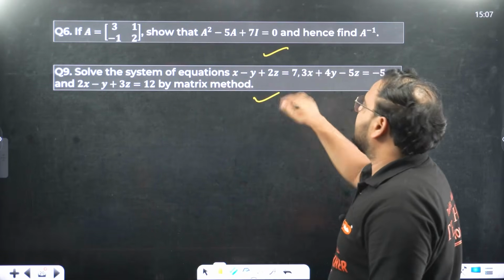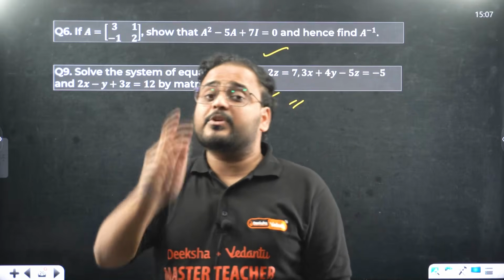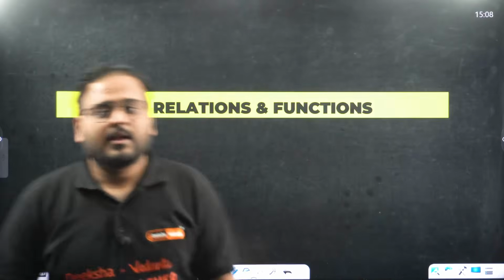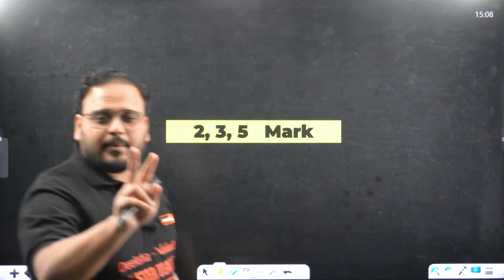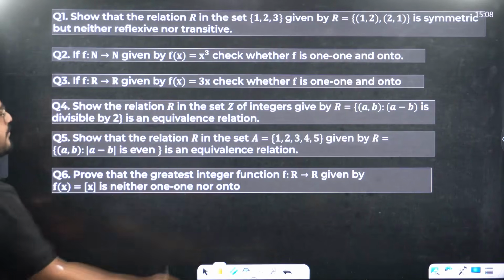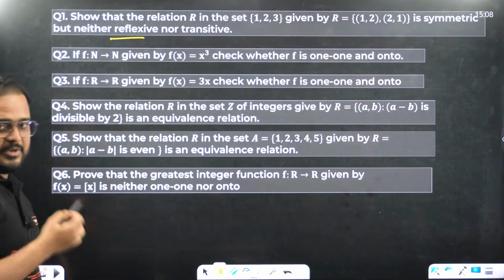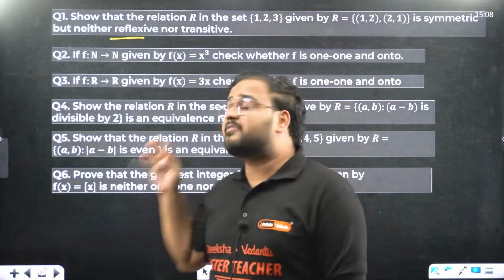Okay, this is the solving of determinant, basically simultaneous equations using matrix method. This will come for 5 marks if it comes. Okay, and the relation of function over here, again definition based questions are there. Only 2 properties, which is equivalence relation and one-one onto function. So yes, here is the list of different types of questions for equivalence relation and one-one onto function. Please take a screenshot.